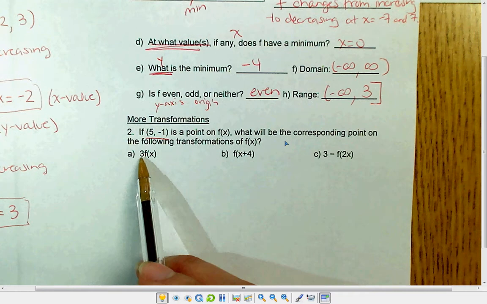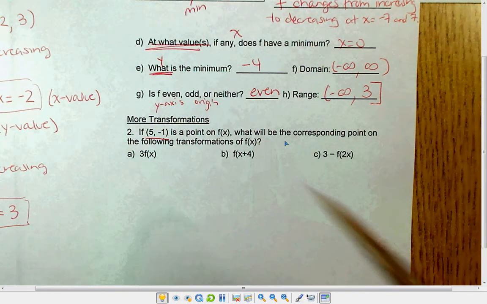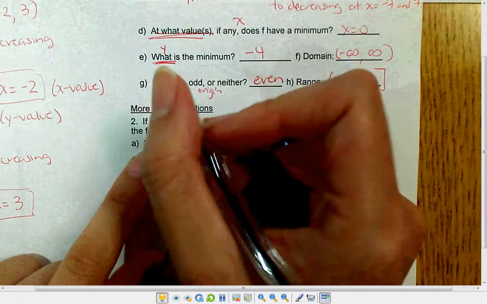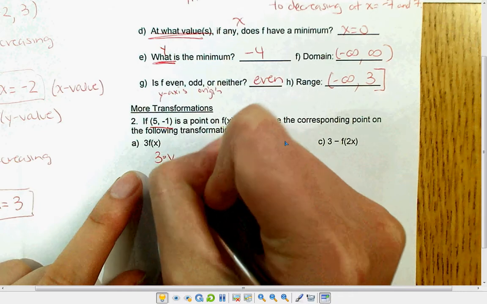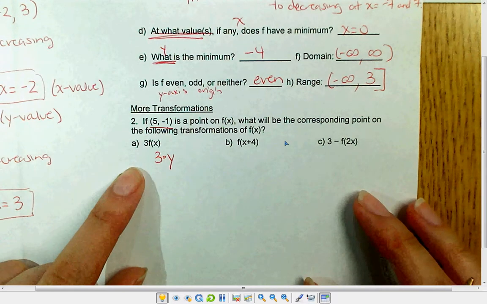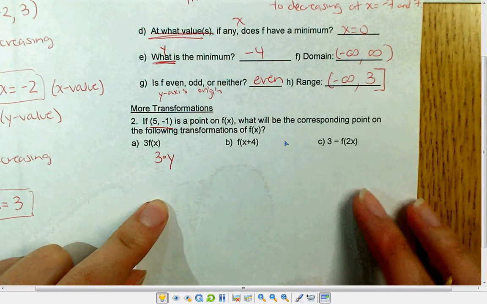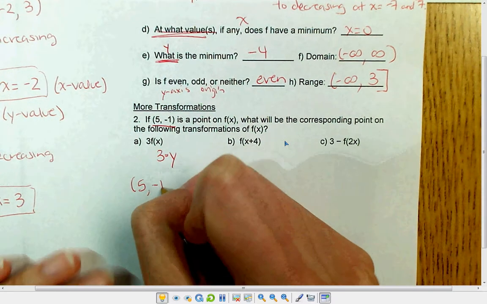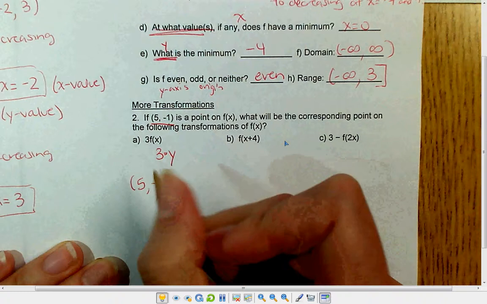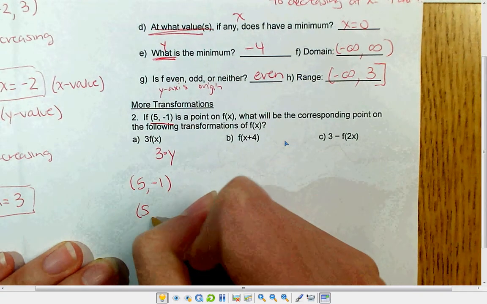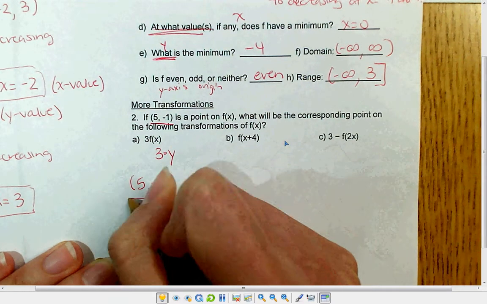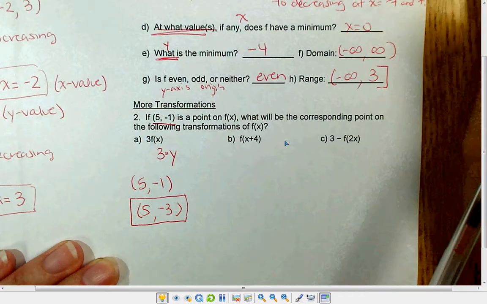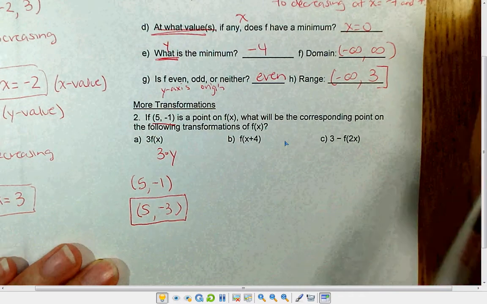In this case, 3 times f of x. 3 is on the outside, so this is affecting our y. So we know we're going to be multiplying our y by 3. So if our point is (5, -1), when we multiply the y by 3, this turns into (5, -3), and that's my new point. That's all this one is.